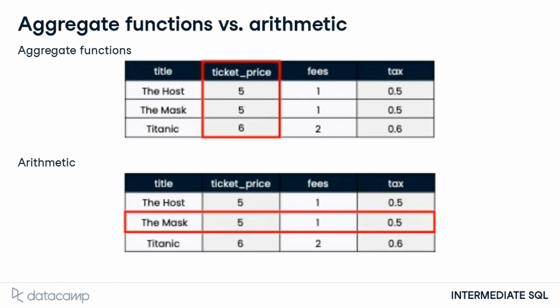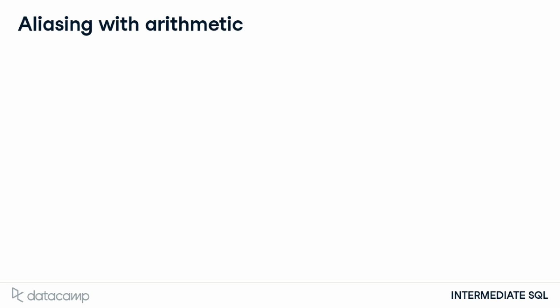What's the difference between using aggregate functions and arithmetic? The key difference is that aggregate functions, like sum, perform their operations on the fields vertically, while arithmetic adds up the records horizontally. Before we move on, let's run through an arithmetic example using our database.